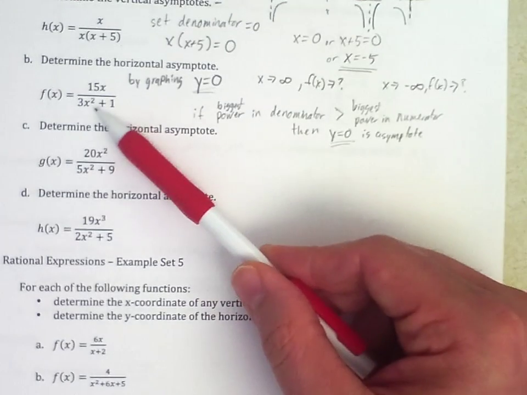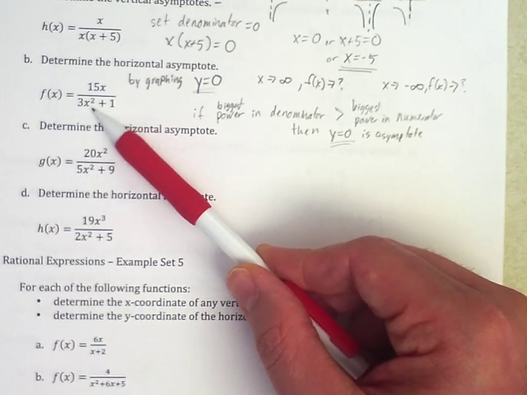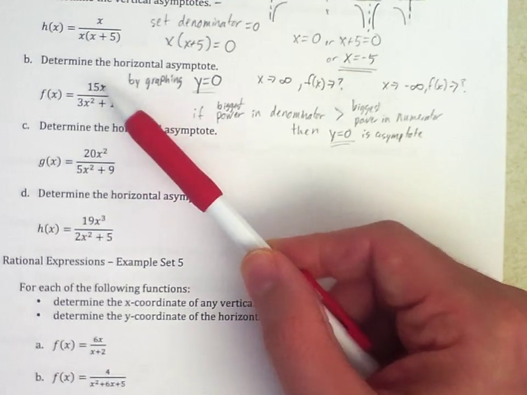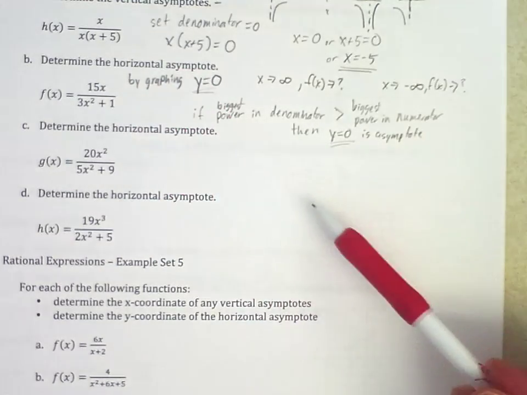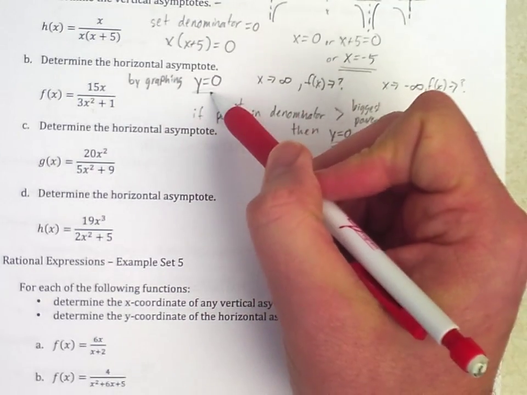Because as we go to really big numbers, the bigger the power, the faster it grows. So squared terms are going to grow a lot faster than the 1. By a similar token, those that are cubed are going to grow faster than squared, and so on. So anytime that this power is bigger, we get y equals 0.